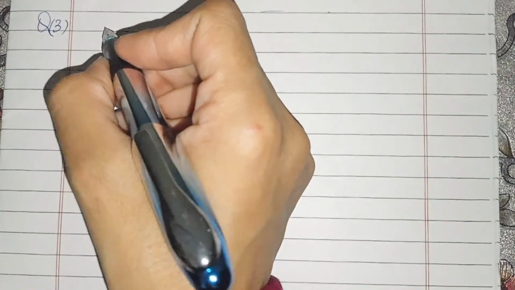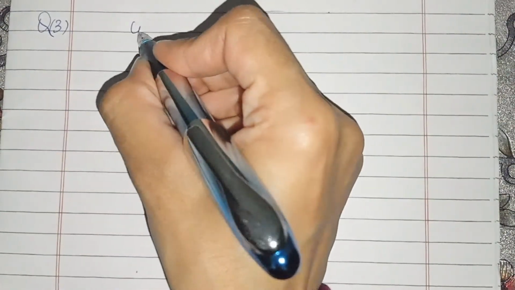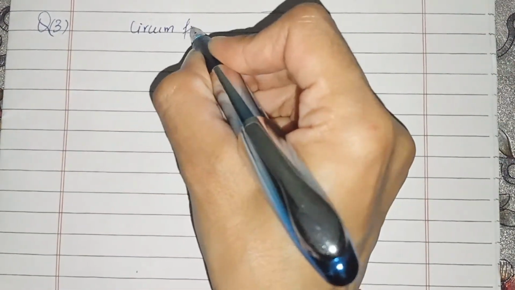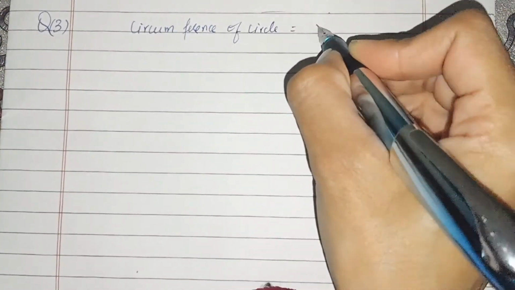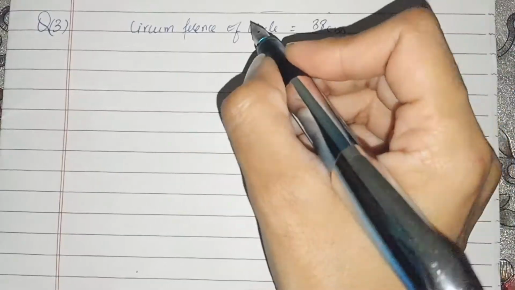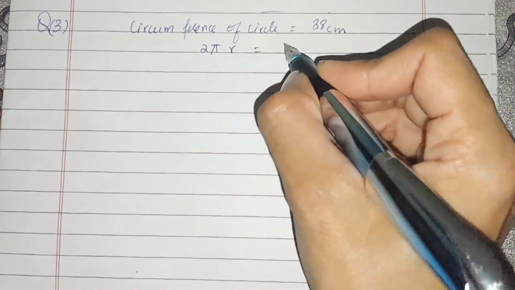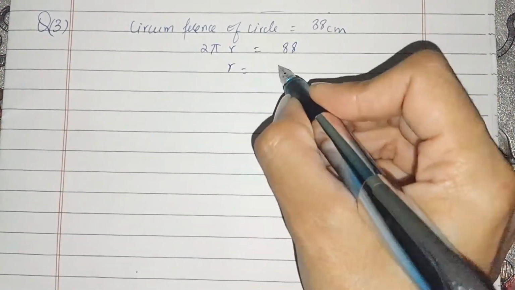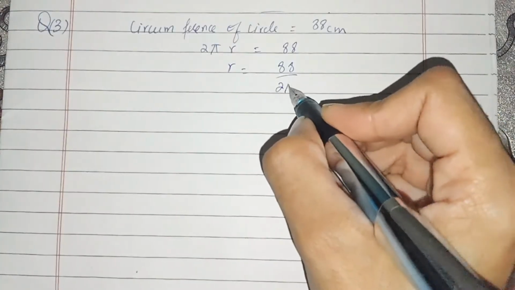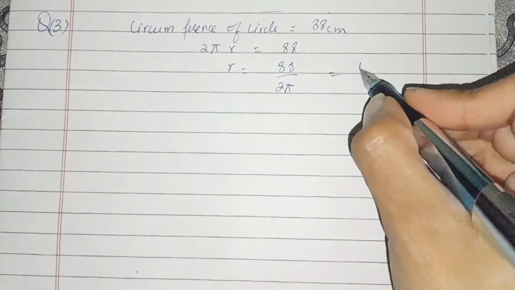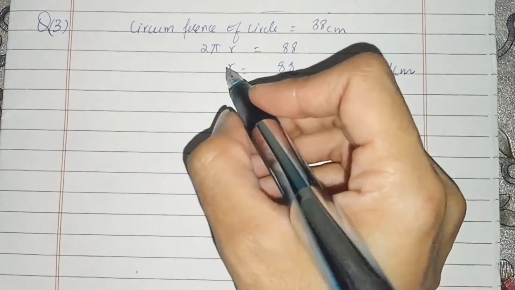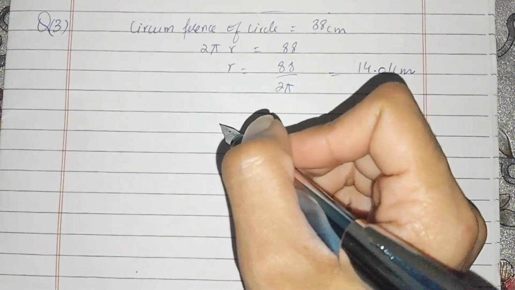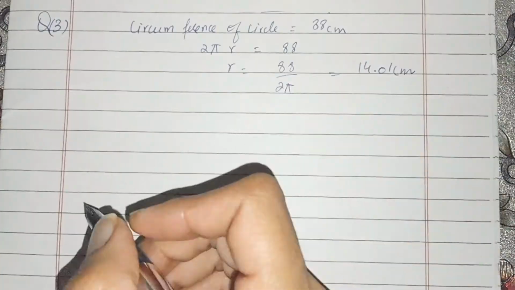Question number 3. First we have to find the radius. The circumference of the circle is given to us, which is 88 centimeter. You know the formula of circumference: 2 pi r equals 88 centimeter. So r is 88 divided by 2 pi, and we get 14.01 centimeter. And we get the radius. Now we have to find the length of arc.